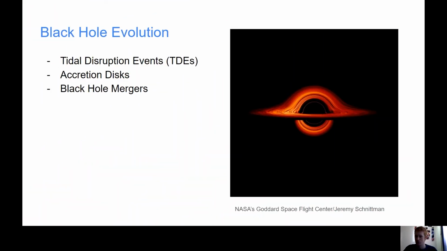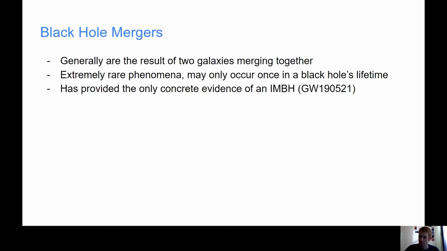Right, so now I'm going to be talking a little bit about how black holes can increase in mass during their lifetimes. So there are three main processes in which black holes increase in mass. They are tidal disruption events, accretion disks, and black hole mergers. I'll very briefly talk about black hole mergers because they'll be talked about in a lot more depth later. They are quite rare. They can happen maybe only once in a black hole's lifetime, and they are responsible for the single largest increase in a black hole's mass. So far, they're the only thing that has produced an intermediate mass black hole, which was measured a few years ago.